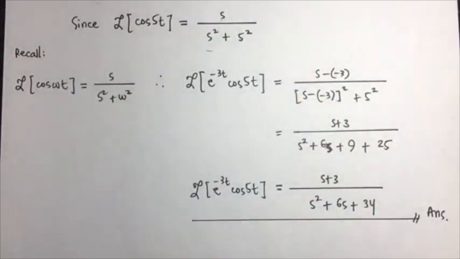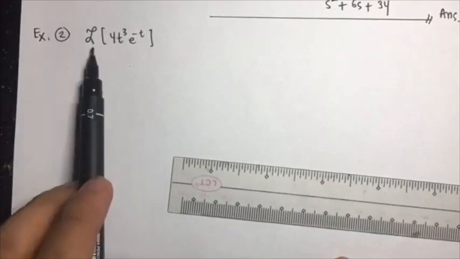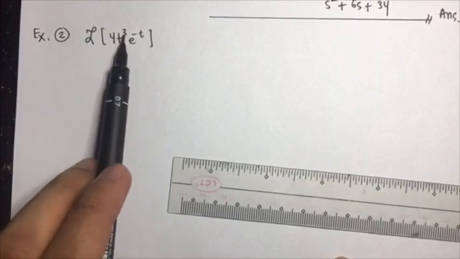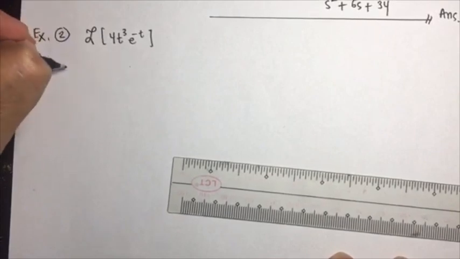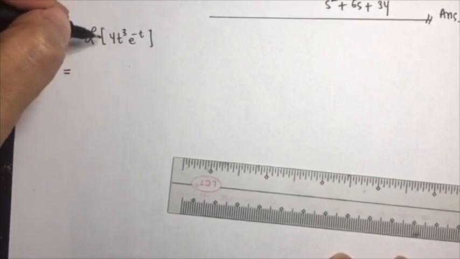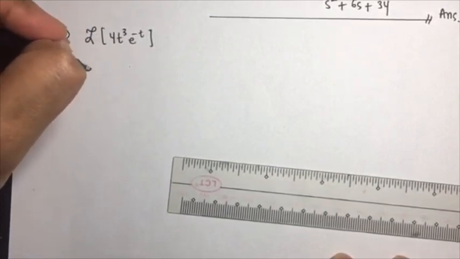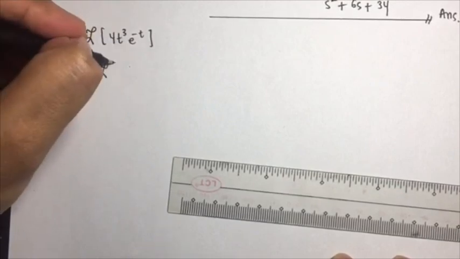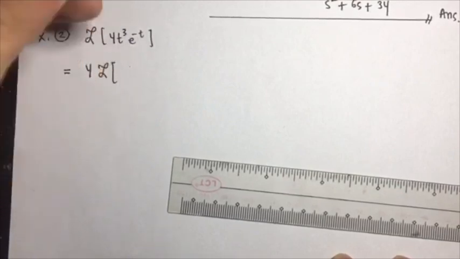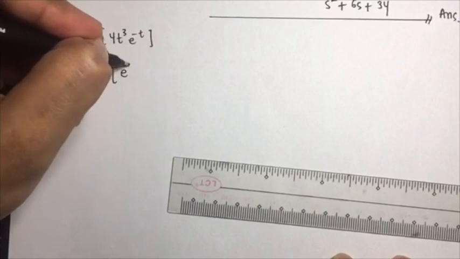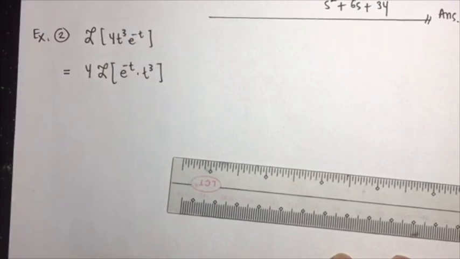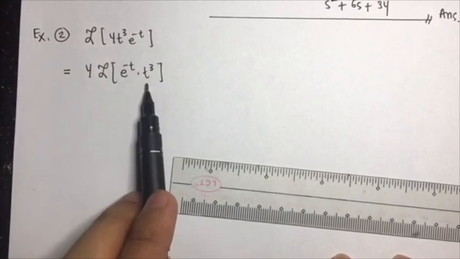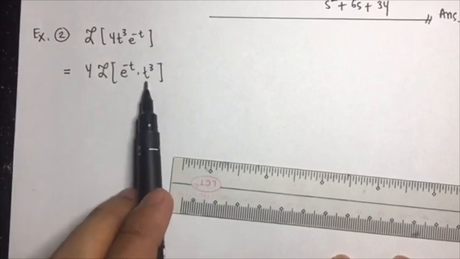Okay, so another example, we have the Laplace transform of 4 t cubed e to the negative t. We can take out the constant coefficient. So we have 4 times the Laplace transform of, we can rearrange this, e to the negative t times t cubed. Our f of t here is t cubed.